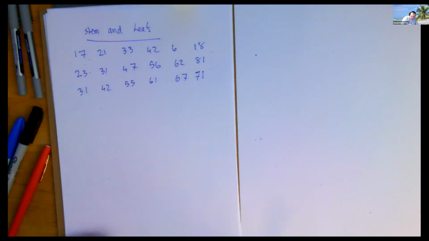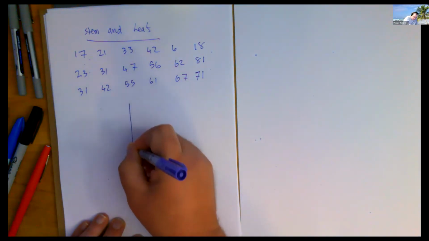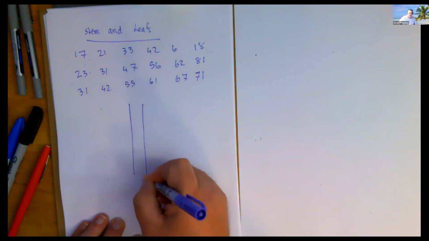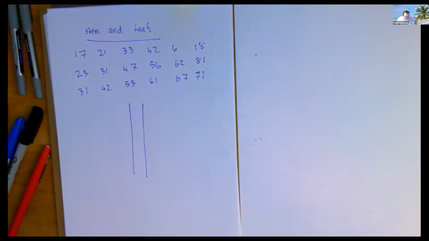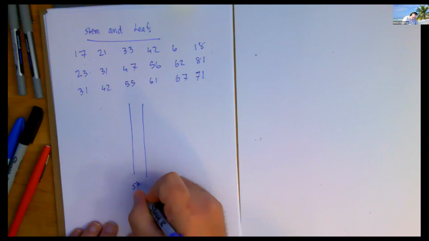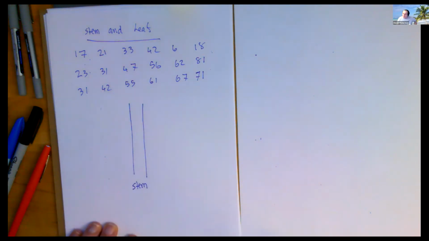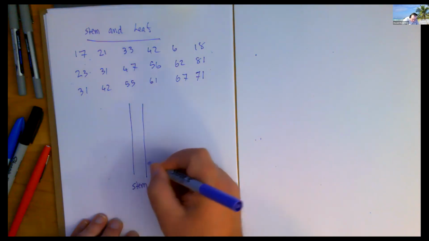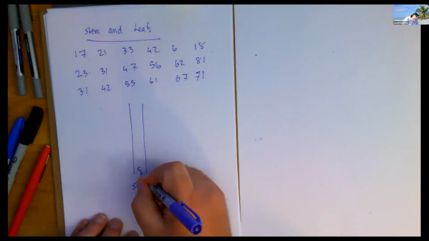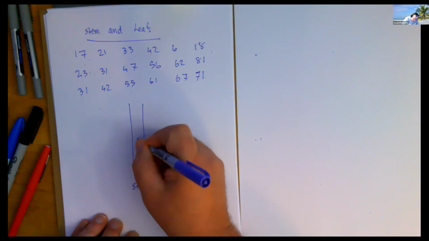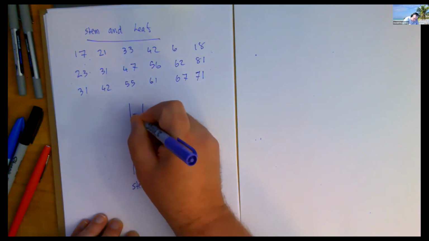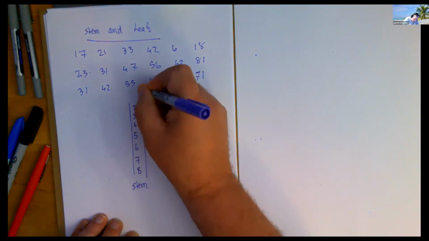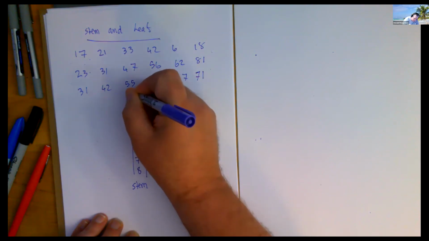It's called the stem and leaf. So what you do is you draw 2 vertical lines, and we call that the stem. And on the stem you go, what's the biggest number I've got? 80. So you do an 80, a 70, a 60, a 50, a 40, a 30, 20, a 10, and a 0.